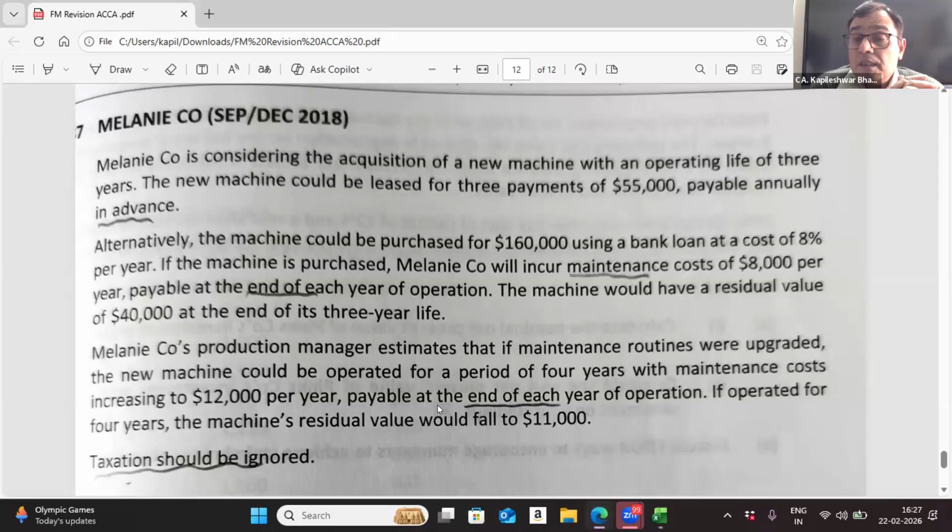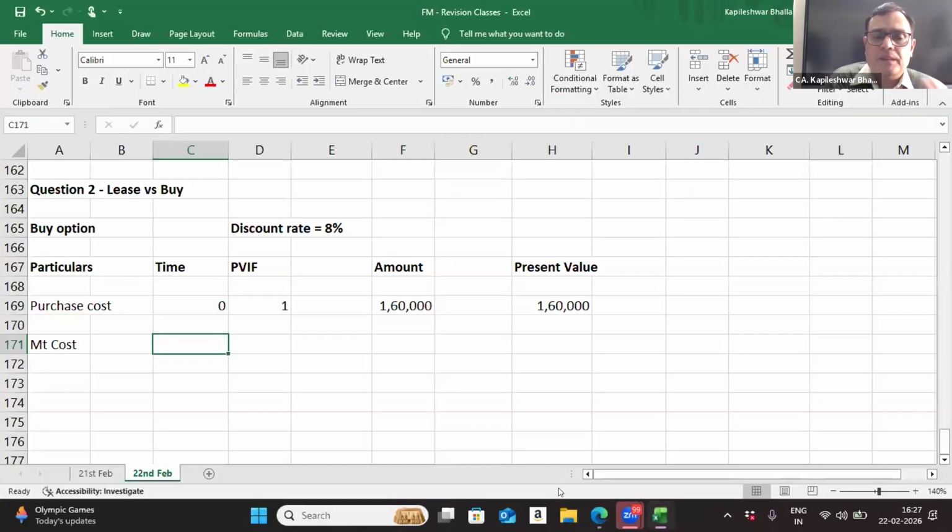So right now we're considering the life is 3 years. So can I say the maintenance factors will be what timing factor? Is it going to be 1, 2, 3? Because it's payable at the end of each year of operations. So what's going to be the timing factor? 1 to 3, right? Yes, of course. So this is going to be 1, 2, 3 years.